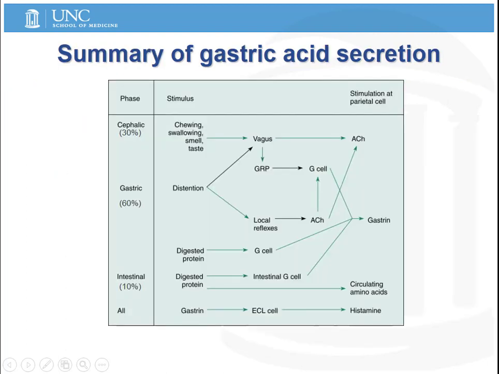This chart summarizes the release of acid in each phase of digestion. The cephalic phase is mediated by the vagus nerve. The gastric phase is mediated by distension, which activates vagal reflexes as well as local reflexes, and it's also mediated by the presence of protein digestion components in the stomach. And the intestinal phase is mediated by the presence of protein digestion components in the intestine.